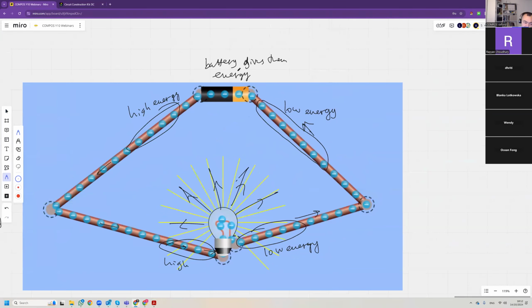Do you understand this diagram on a scale of 0 to 10, please? Especially those who scored below 6 in the previous one. 6 or below.